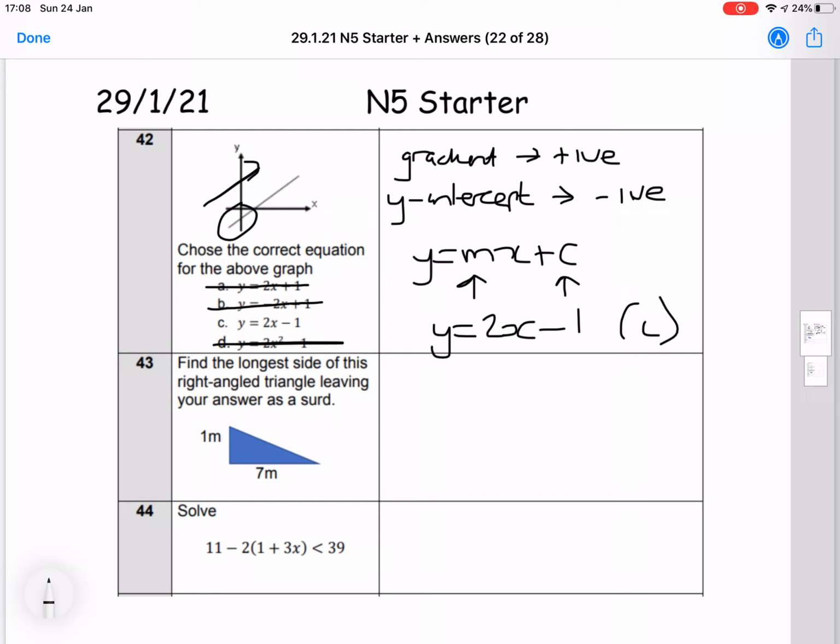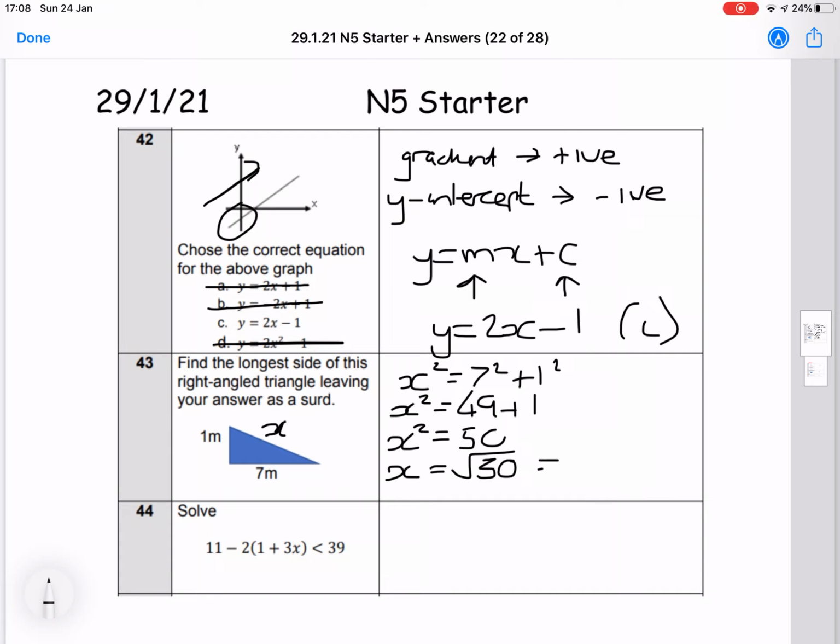Question 43, we have here, find the longest side of this right angle triangle, leaving your answer as a surd. So this is actually Pythagoras and a surd question. So the longest side of this triangle, let's call that x. So if we set up Pythagoras, we've got x squared equals, and because we're finding the long side, we're squaring and adding the short sides. So 7 squared plus 1 squared. So x squared equals 49 plus 1. So x squared equals 50. And then for x, we're going to do square root of that number, so square root of 50.